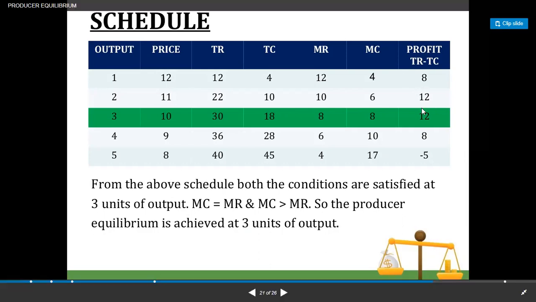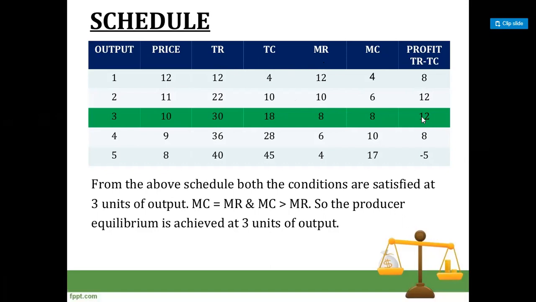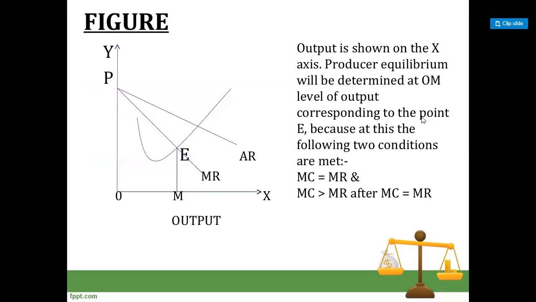What is the profit here? You can see in the green line, when the output is 3, price is 10, TR is 30, TC is 18, MR equals 8, so MC equals 8. We subtract TR minus TC, so we got 12. This is the profit of the producer equilibrium he achieved when he sold 3 units of output. We can understand this with the help of this figure also.